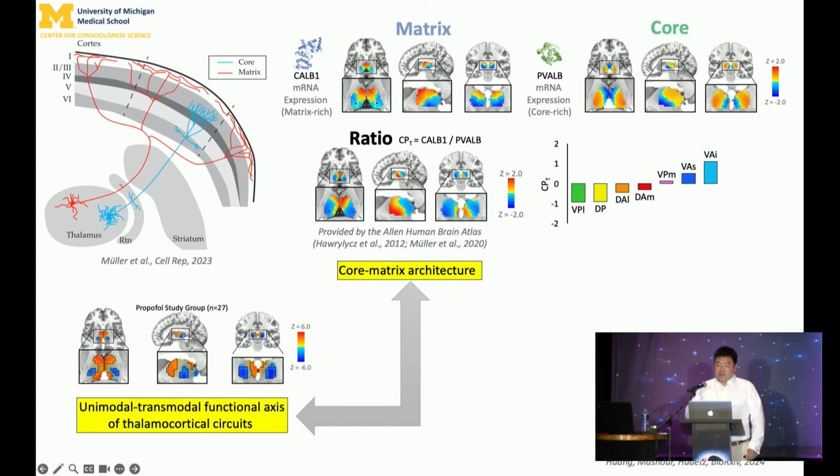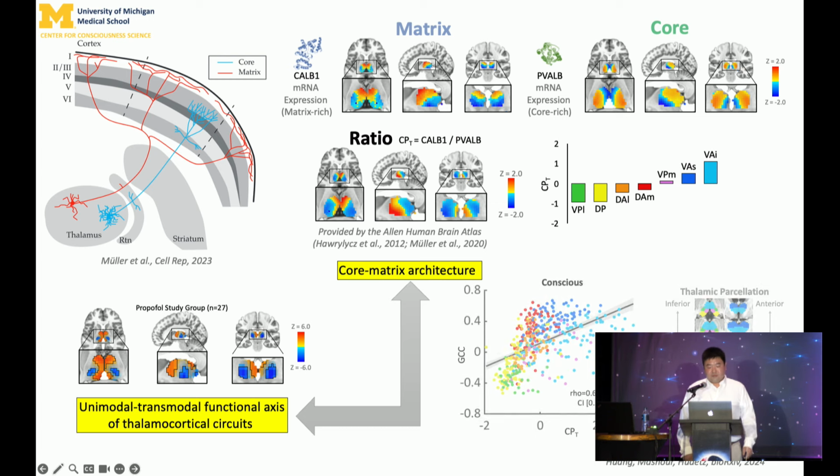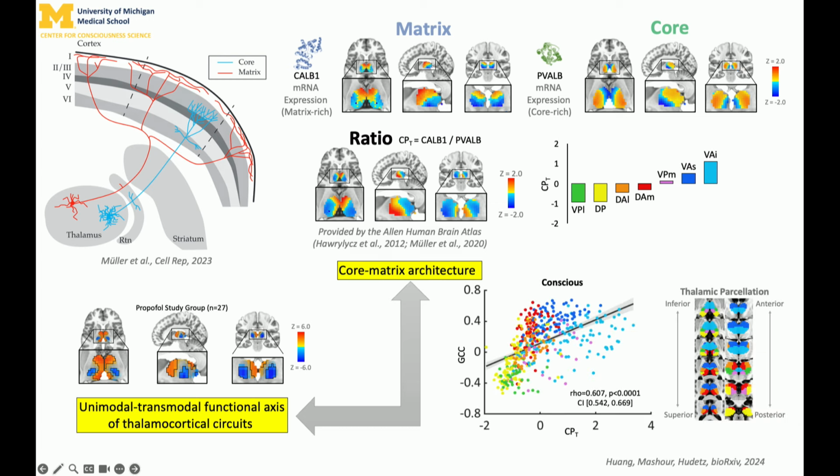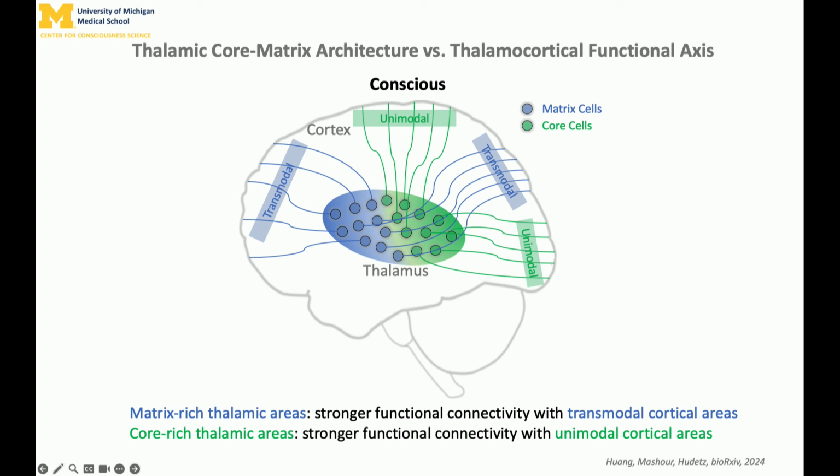We then correlate the CPT values with group average thalamic gradient values across all thalamic voxels. Indeed, we observed a positive correlation between the unimodal transmodal functional axis of the thalamocortical circuits and the core-matrix cell architecture, which is quite exciting. Well, what does this correlation mean? It means that matrix-rich thalamic areas have stronger functional connectivity with transmodal cortical areas, whereas core-rich thalamic areas have stronger functional connectivity with unimodal cortical areas.